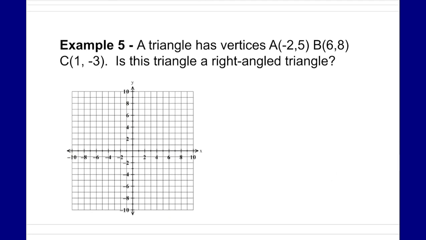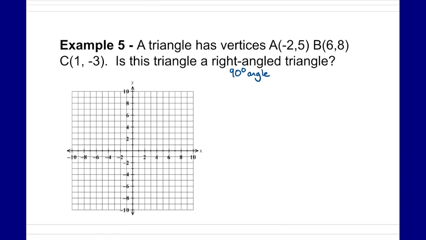Last example, for at least perpendicular lines and parallel lines: a triangle has vertices A, negative 2, 5, B, 6, 8, and C, 1, negative 3. Is this triangle a right-angled triangle? Going through this, right-angled means 90-degree angle. 90 degrees would mean perpendicular.